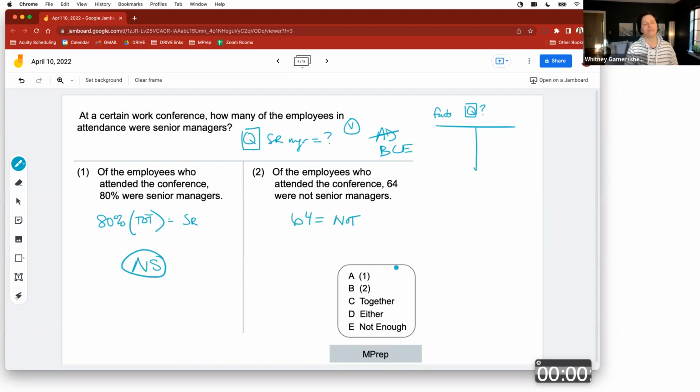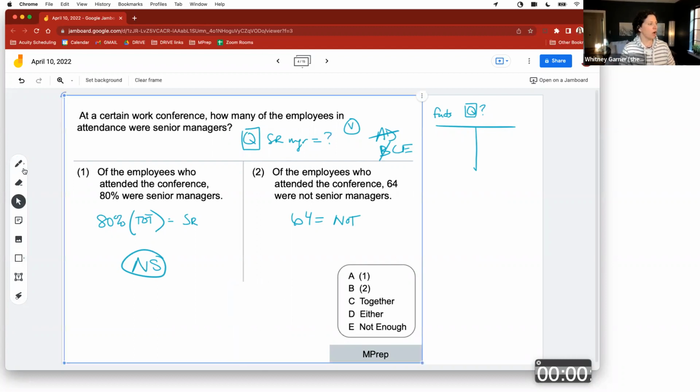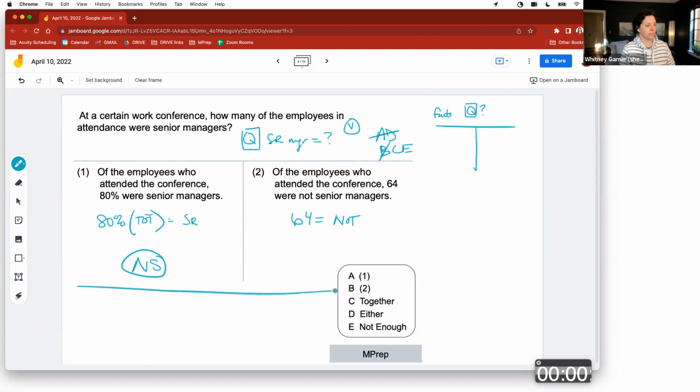So I'm just going to write not. So 64 were not what I wanted. That certainly does not give me information about the senior managers. And so I will eliminate. Once I'm there, if I need to, I will then draw another line. And down here is where I will do statements 1 and 2 together. So I can bring that information down.